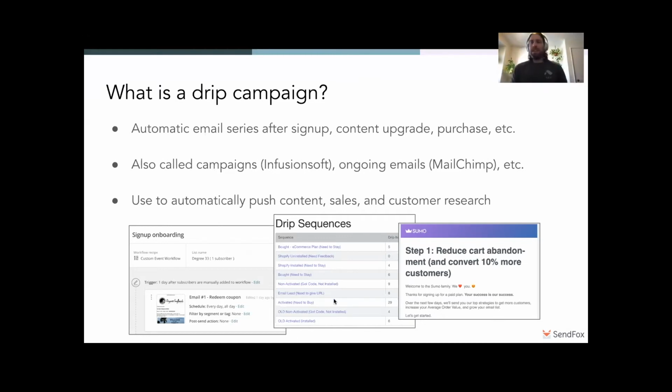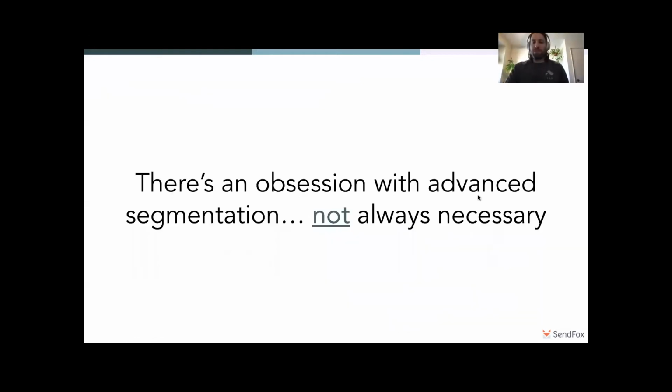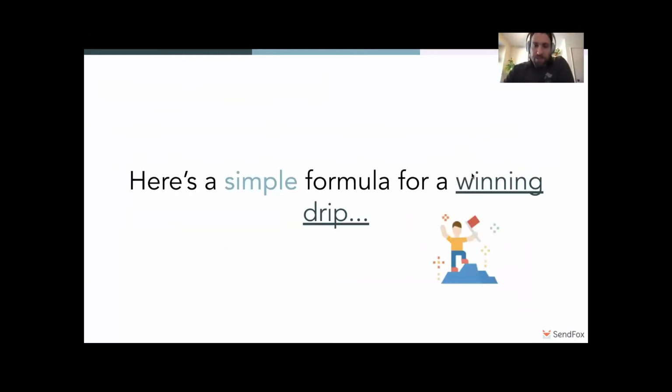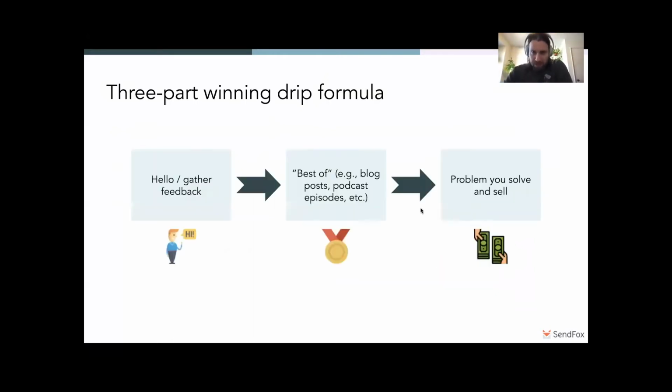And again, for many of us, it's just focusing on the most simple solution. When we read about email marketing online, we're often reading these complex statements like, you have to segment everyone, you have to do this advanced complexity. And I've seen companies get to the 7-8 figure range without any segmentation, without anything. So it's not always necessary. So here's a very simple formula for winning drip that we can all implement that is not complex.